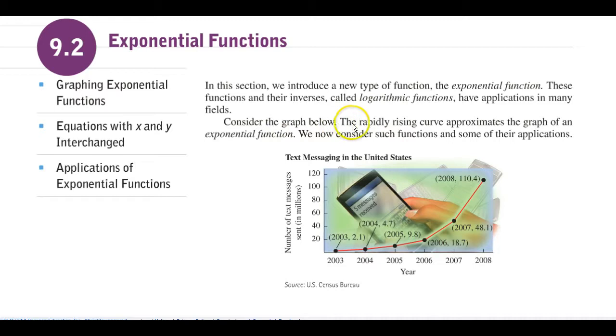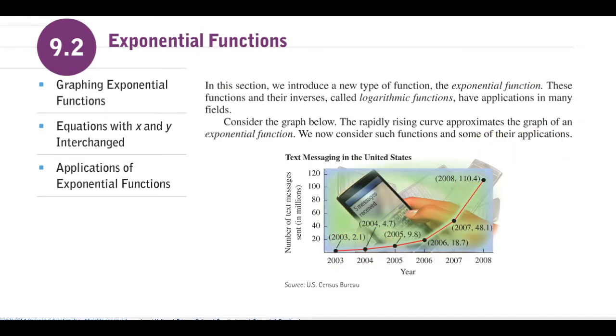Consider the graph below. The rapidly rising curve approximates the graph of an exponential function. We now consider such functions and some of their applications. And this deals with the development of text messaging in the United States. And as you look from 2003 to 2008, it seems to really be taking off.